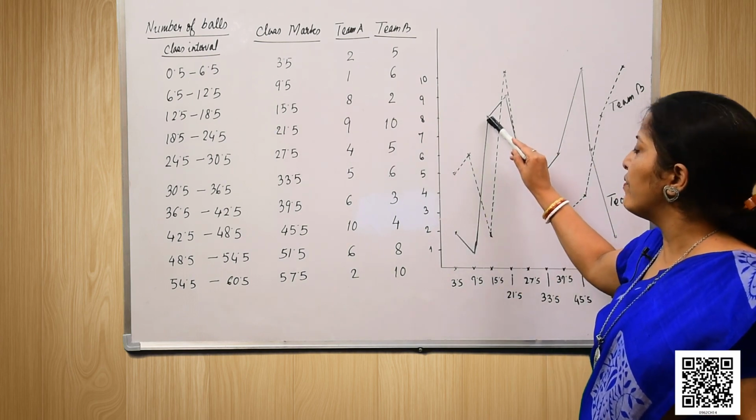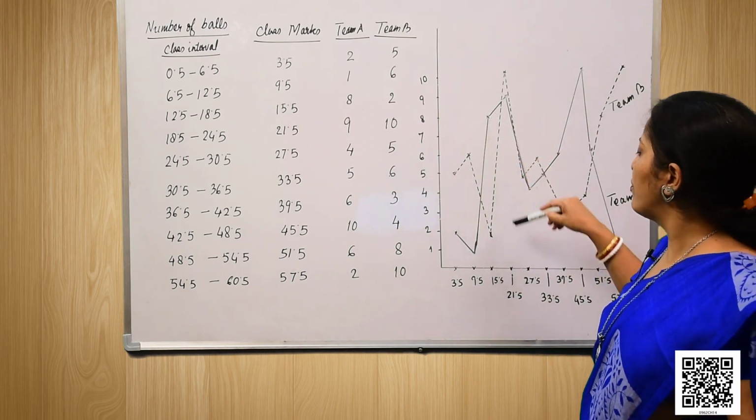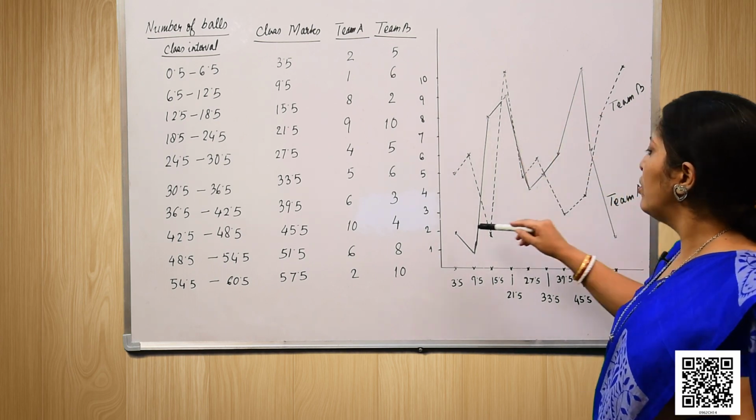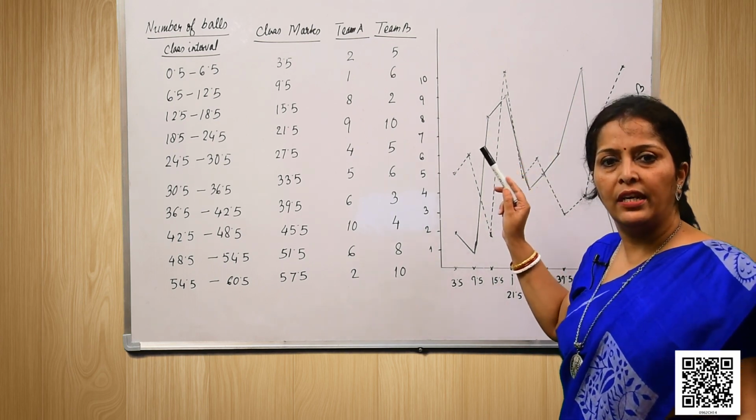On top of 15.5 we have 8. Then on top of 21.5 we have 9 and so on, and later on we join them all with the dark line.